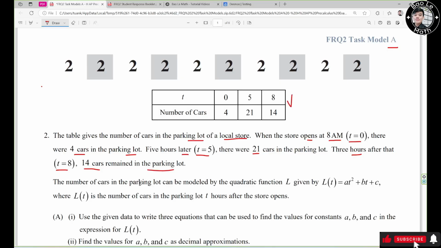The number of cars in the parking lot can be modeled by the quadratic function L, given by L(t) equals At squared plus Bt plus C, where L(t) is the number of cars in the parking lot t hours after the store opens. Now question A(i). Use the given data to write 3 equations that can be used to find the values for constants A, B, C in the expression for L(t).